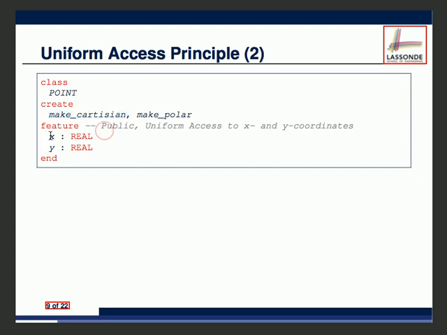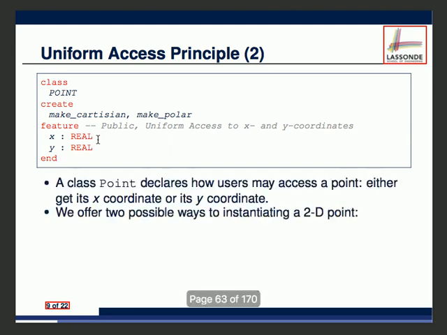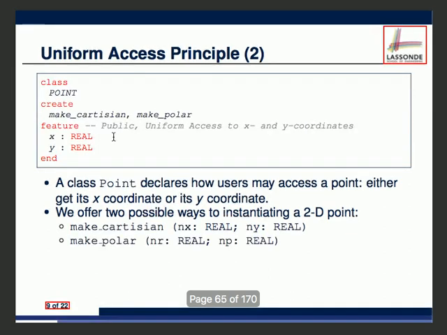And now, from the interface view, you don't really know whether x and y are attributes or queries. That's what the uniform access principle is about. So far, we haven't decided yet. We haven't committed. So you got a different signature for make Cartesian, new x, new y. On the other hand, you got new r and new phi. So these are the two different combinations.